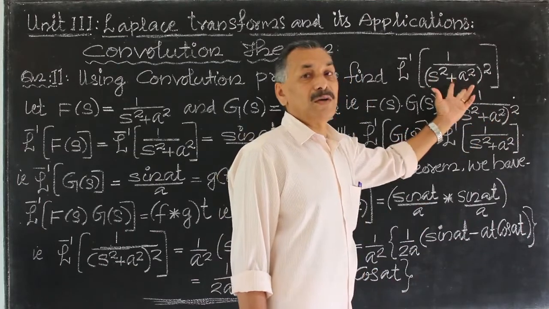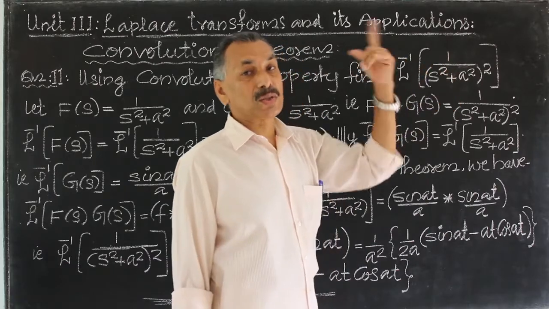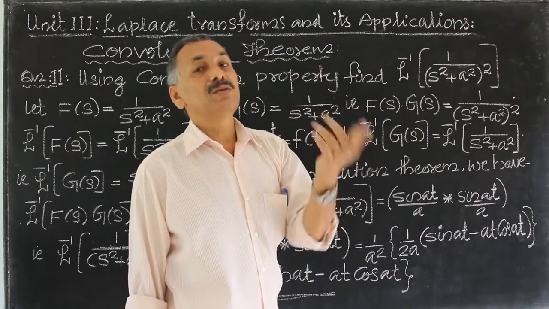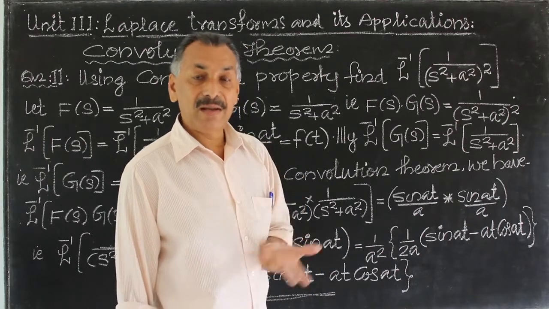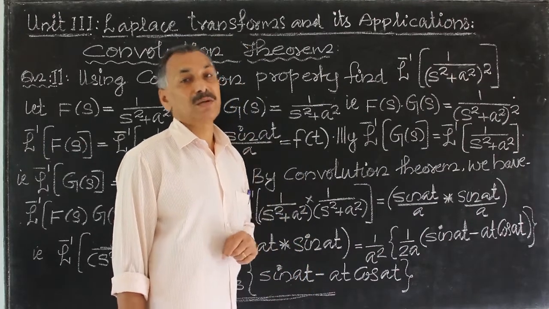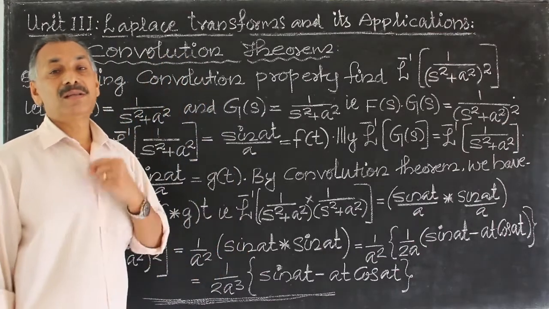Then the given problem, 1 divided by (s square plus a square) whole square, is equal to F(s) into G(s), where F(s) is equal to 1 divided by s square plus a square, and G(s) is equal to 1 divided by s square plus a square. Okay, then it is very simple.